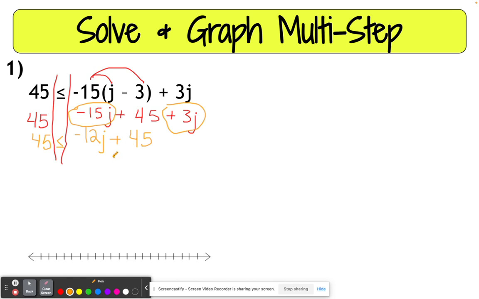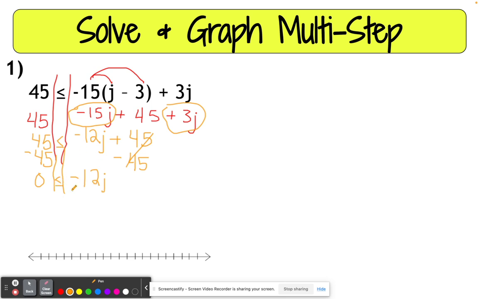Next step, I'm going to send home my acquaintances. Subtract 45 from both sides. 45 minus 45 is 0. Let me make my lines a little longer here. This cancels out. I'm left with negative 12j. And so 0 is less than or equal to negative 12j.